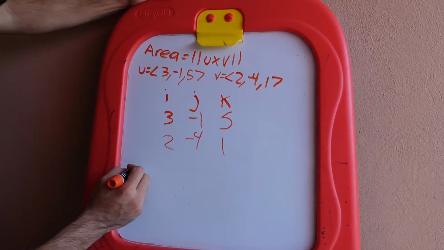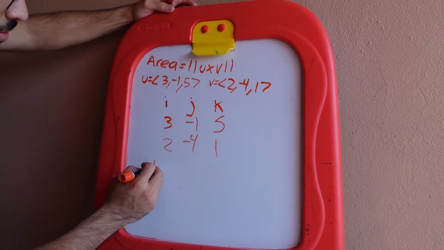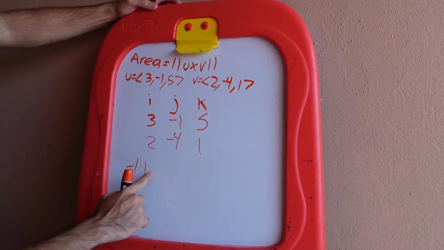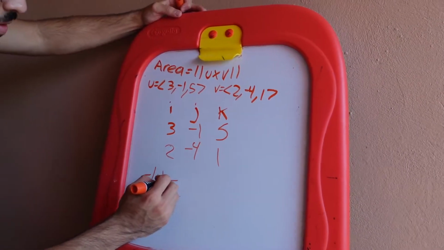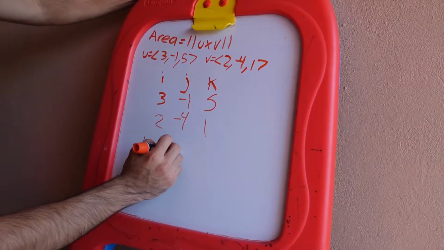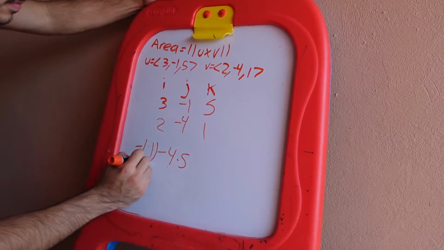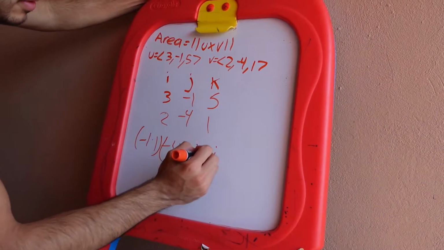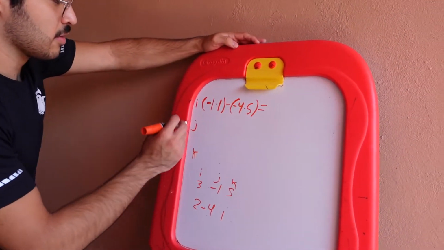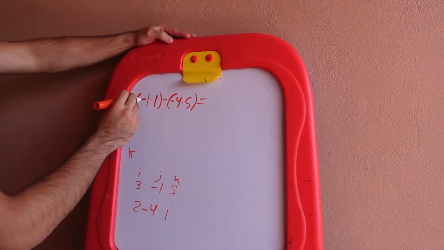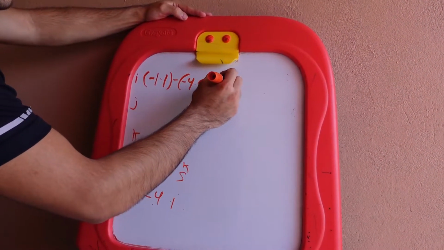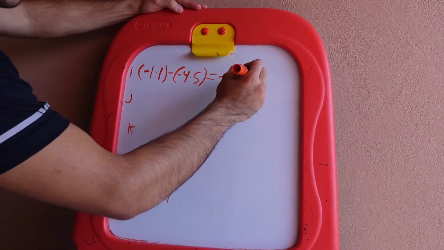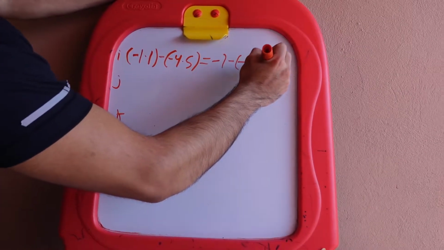So -1 times 1, and then -4 times 5. And this is the i component. So the i component will be -1 times 1 is -1, and -4 times 5 is -20. So basically it will be 19.